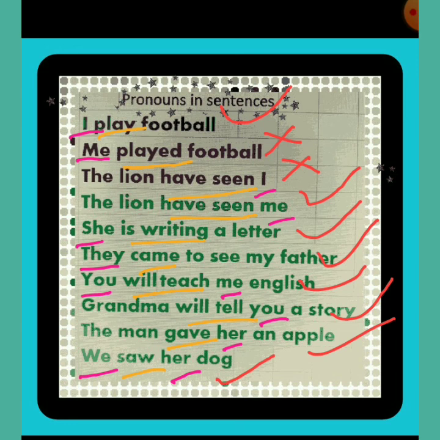And you can practice more. You can also make your own sentences. The more you practice, the more you will learn. So keep on practicing and keep on learning.